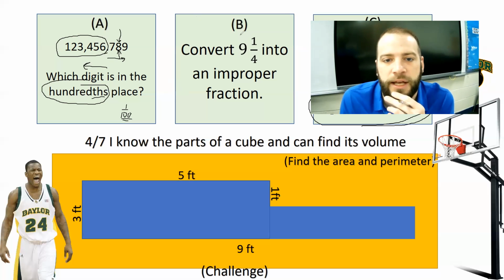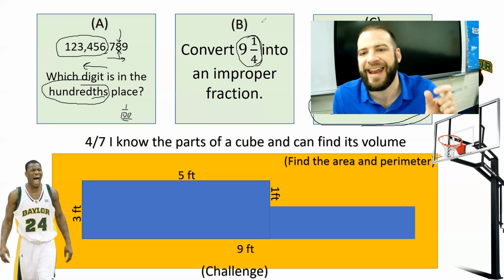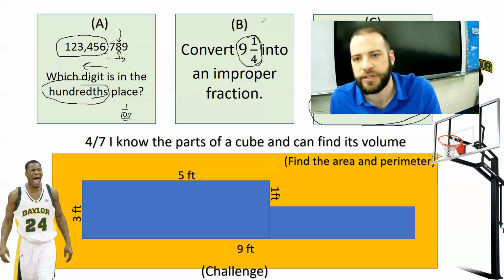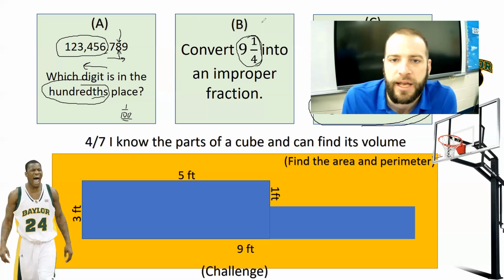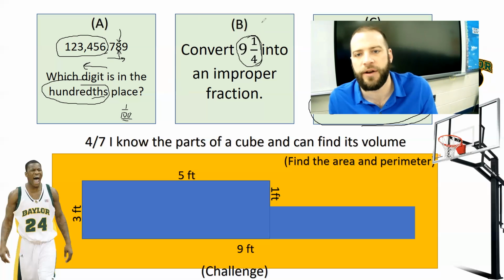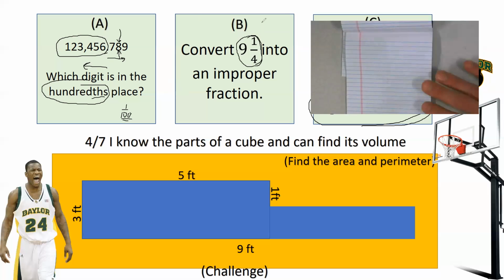Let's go to B. It says convert into an improper fraction. Well, right now we have what we call a mixed number. Why is it a mixed number? Well, it's a mixed number because you have kind of two parts. You have a whole amount, and then after you have the whole amount, you have a little tiny amount that's not as big as a whole. So a whole number and a fraction is called a mixed number. We want to take that mixed number and exchange it for an improper fraction.